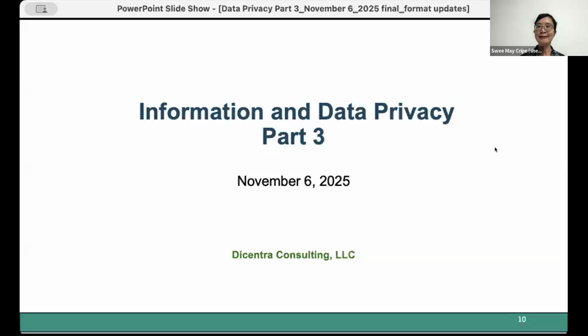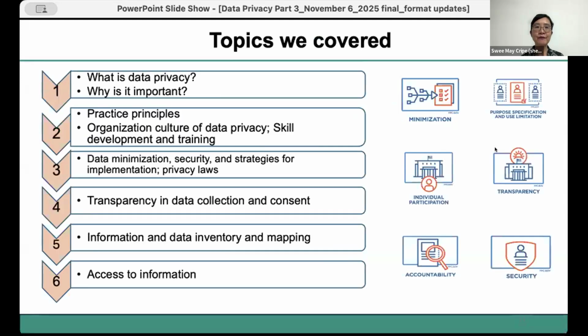Our discussion. We'll continue our discussion for part 3. And topics we have covered. In the past 2 sessions, we talked about what data privacy is, its importance, what practice principles can affect data privacy, and how to foster or enhance an organization culture of data privacy.